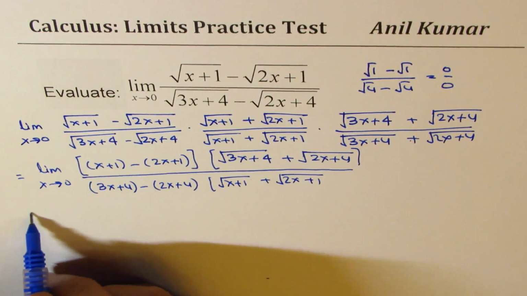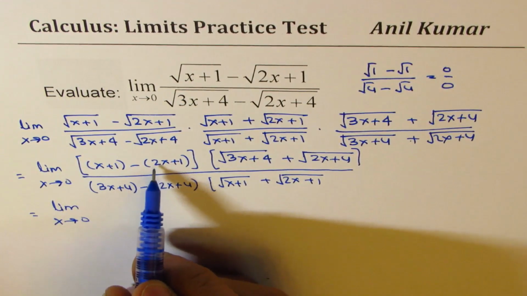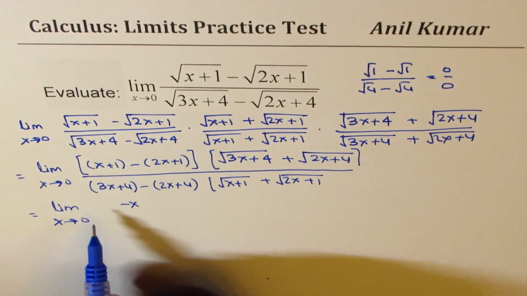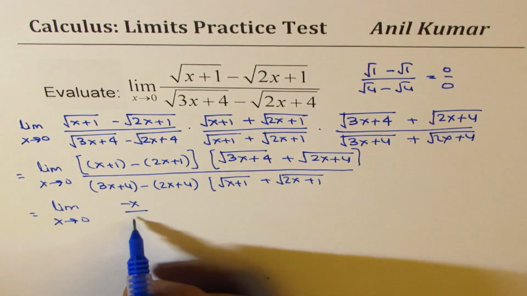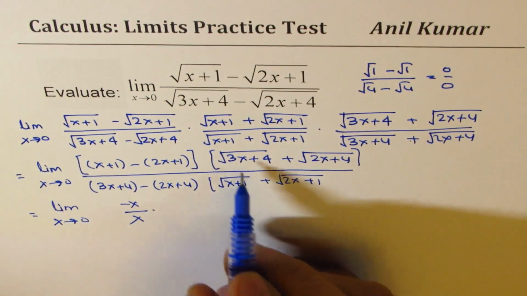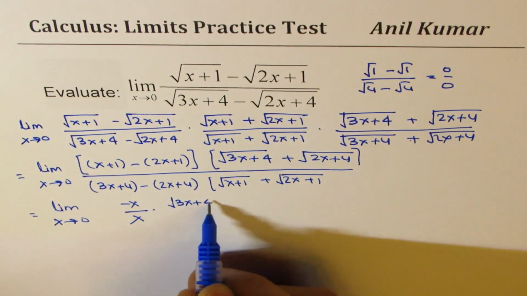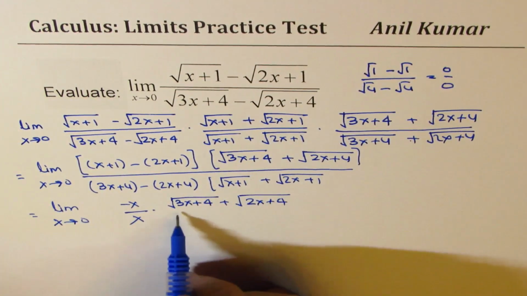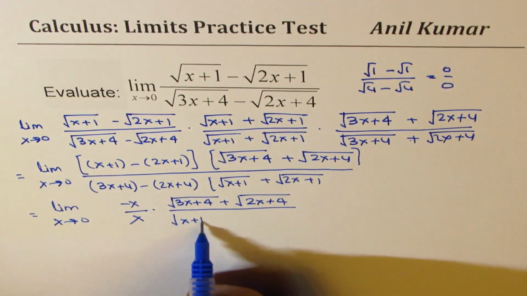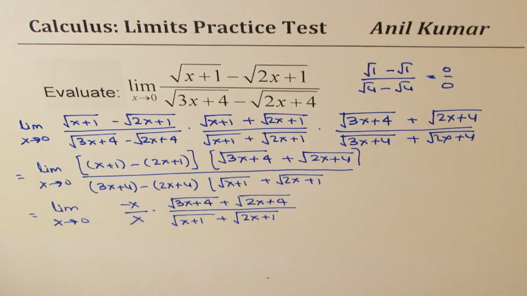Now if you simplify this, what do you get? X minus 2x is minus x, so we get minus x in the numerator. Here 3x minus 2x is x, 4 minus 4 is 0, so you get x over x, correct? And here we have a term which is all this. So I'll rewrite this as square root of 3x plus 4 plus square root of 2x plus 4 over square root of x plus 1 plus square root of 2x plus 1. Correct? Now that cancels x and x, leaving minus 1.